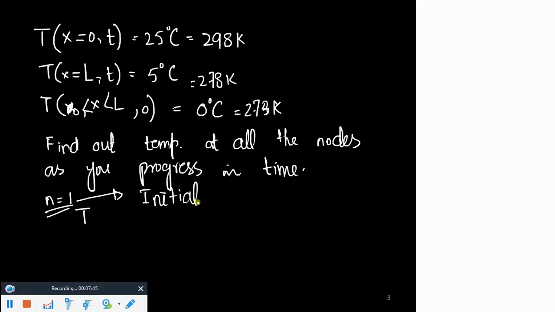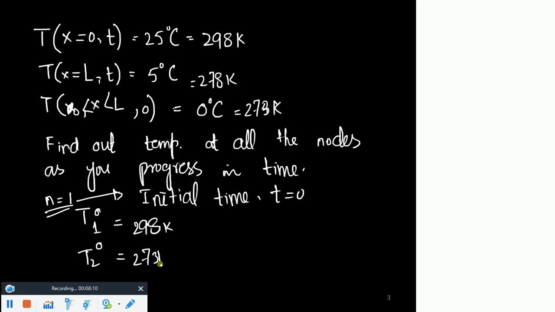Generally it is taken as n equals 0, but you can take it as n equals 1, no problem at all. Time equals 0, initial time, right? So T1 at time level 1 was what? Just look at that. It was 298 Kelvin, right? And then what is T2? It is 0, so it is 273 Kelvin. What is T3? Sorry, I am taking it as 1, so let me take it as 1.